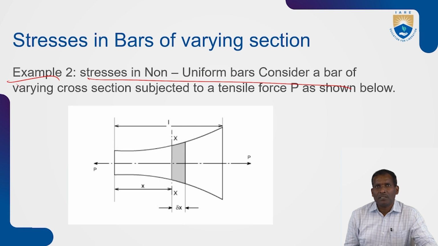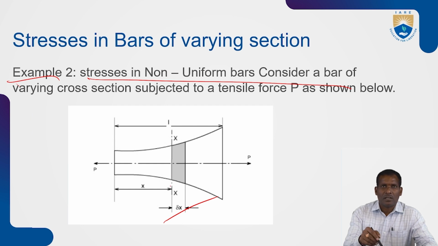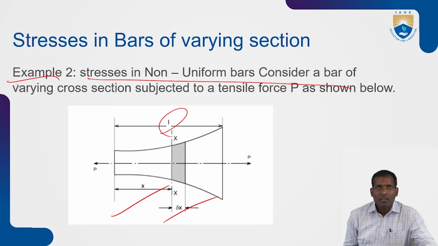Consider a bar of varying cross section subjected to tensile force P. So this one also is a non-uniform bar. I already explained in the previous case: take delta X, an elemental cross section. The length of the bar is L, but you take a distance X and find the deflection.